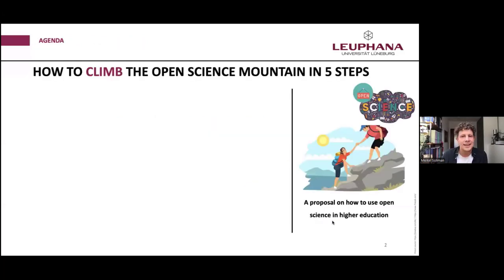And I centered the idea of this presentation around climbing a mountain. So the 5 steps that I developed over the last 5 years, teaching open science as part of research-oriented seminars, are symbolic of climbing the open science mountain. So this is my proposal on how to use open science in higher education: 5 steps to climb the open science mountain in higher education teaching.